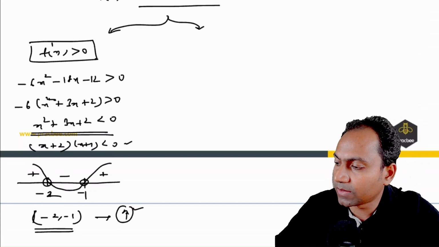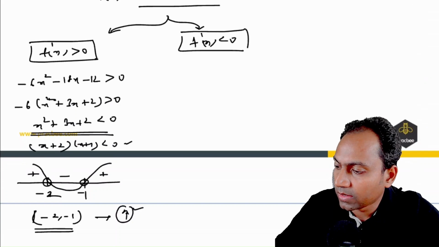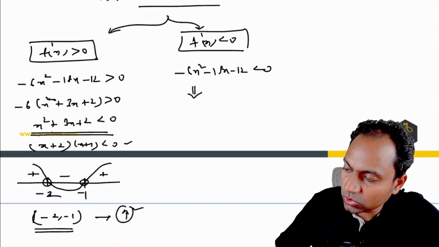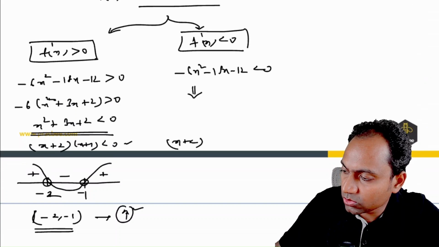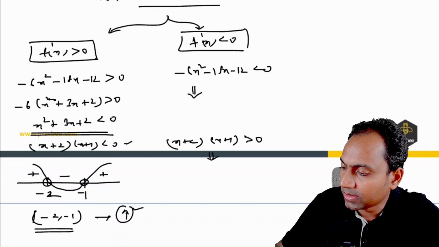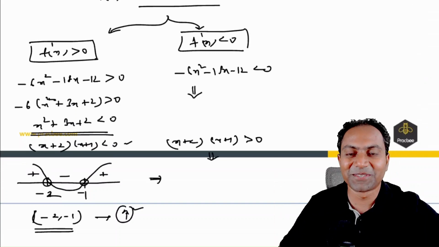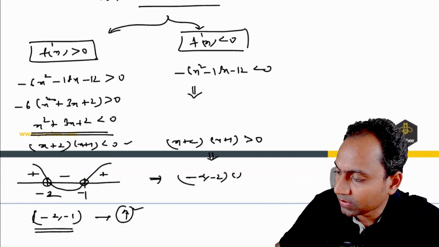For the second part, I will have to put f dash of x is smaller than 0. And if I do, it will become minus 6x square minus 18x minus 12 is smaller than 0. When we solve it, ultimately it will reduce to the same expression, x plus 2 into x plus 1. Just the sign will be different. So this time, the values that we need to take are the positive values. So here the answer becomes minus infinity to minus 2 union minus 1 to infinity.